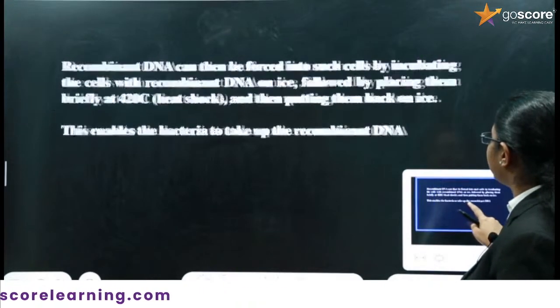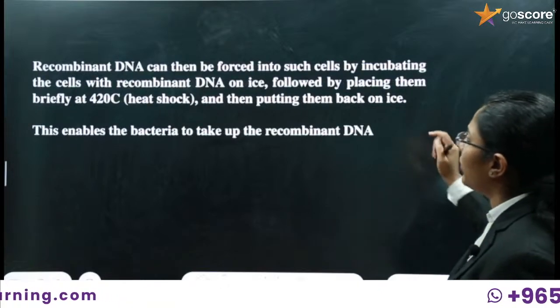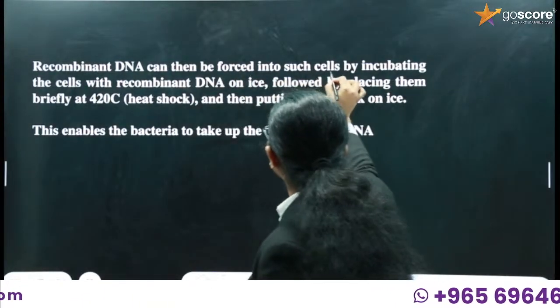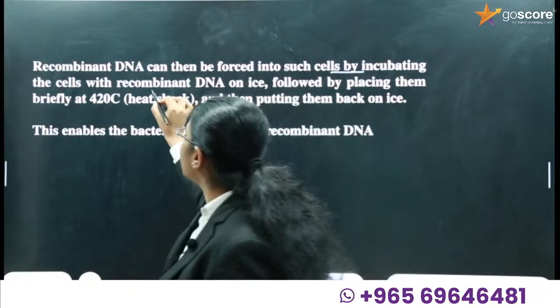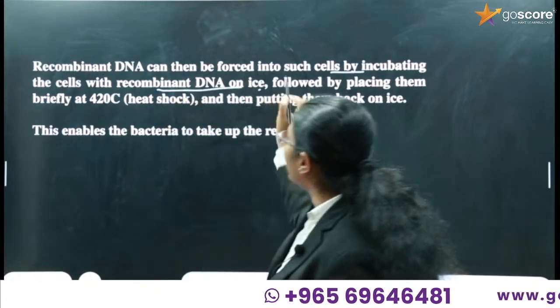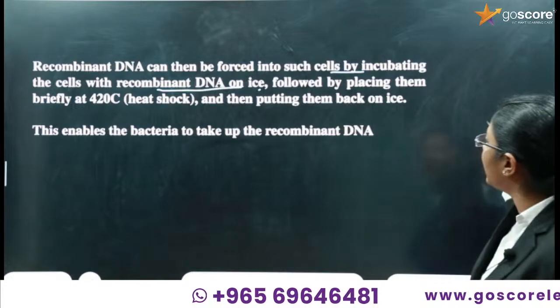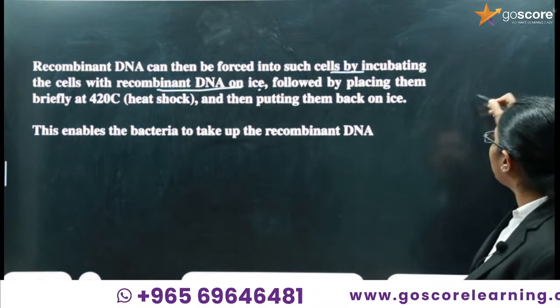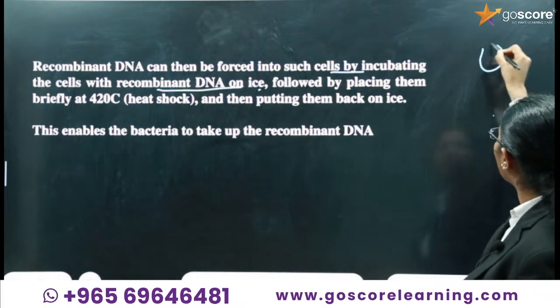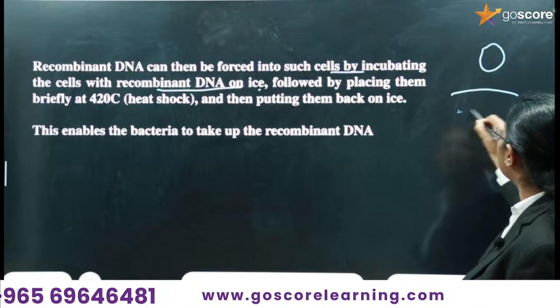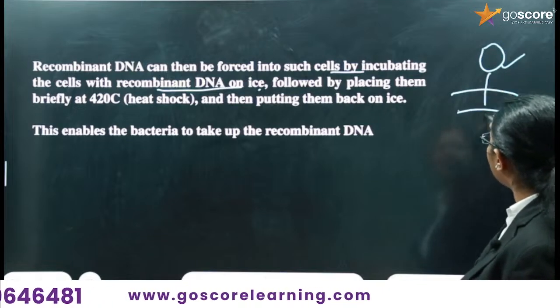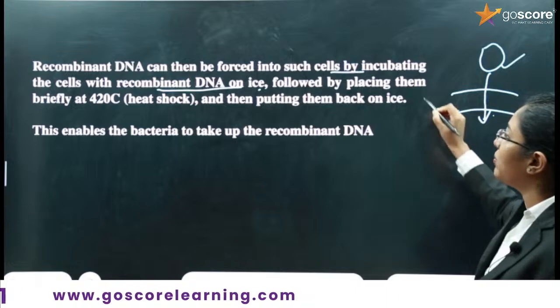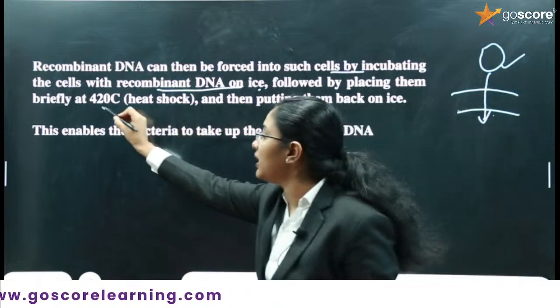Recombinant DNA can be forced into such cells by incubating the cells with recombinant DNA on ice. Consider this as recombinant DNA and this as the membrane. This DNA can be integrated into the membrane by placing them briefly at 42 degrees Celsius.